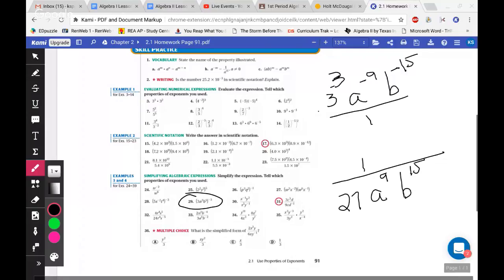The negative exponent is what makes it go to the denominator. But the answer itself to the power is still positive. Okay. Did that clarify that for you? Cool. All right. Are you ready to move to the next one? Okay, cool. 31.